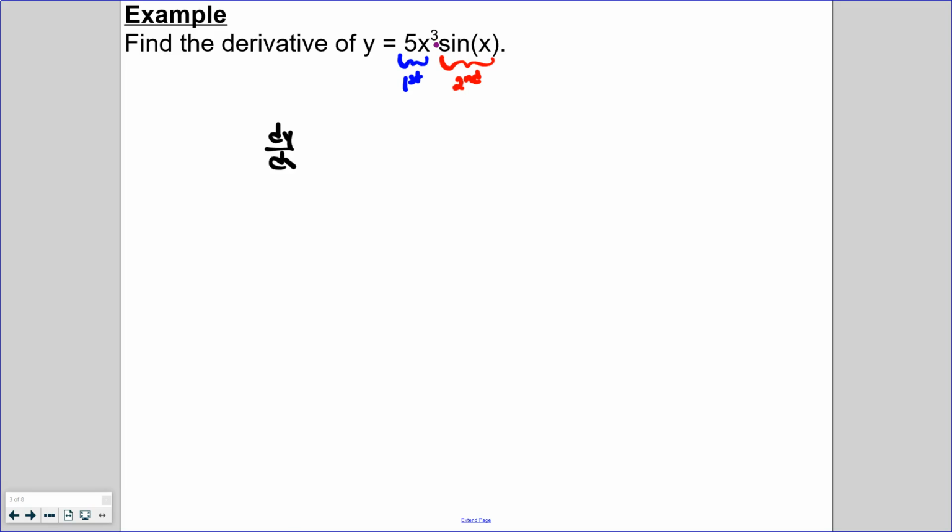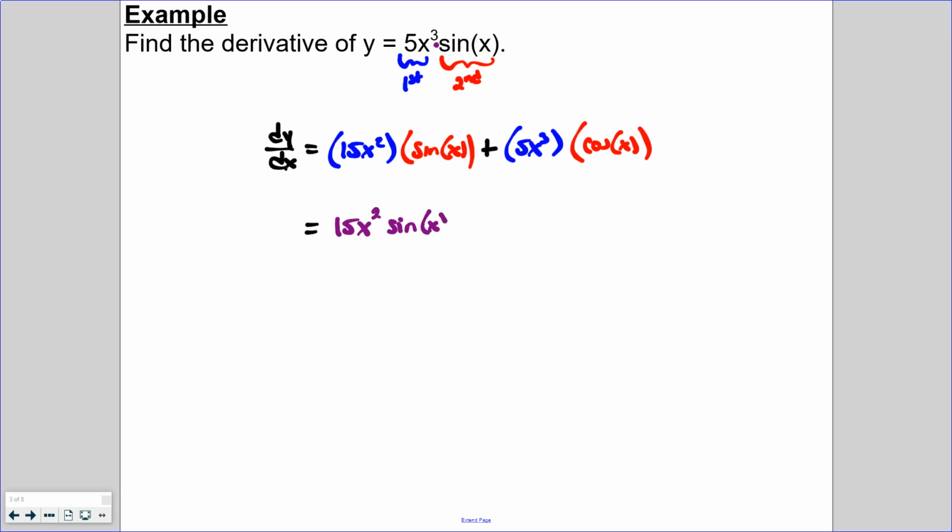So dy over dx is going to be equal to the derivative of the first term, which is 15x squared, times the second term, which is sine of x, plus the original first term, 5x cubed, times the derivative of the second term, and the derivative of sine is cosine. And then all that's left is to simplify. And that's just to rewrite it as 15x squared times sine of x plus 5x cubed times cosine of x. And there is our derivative.